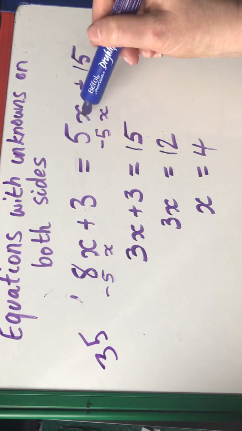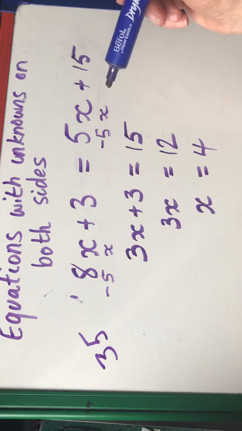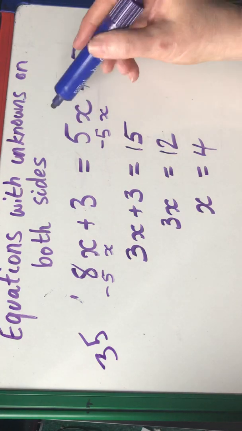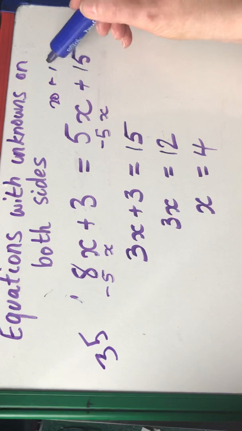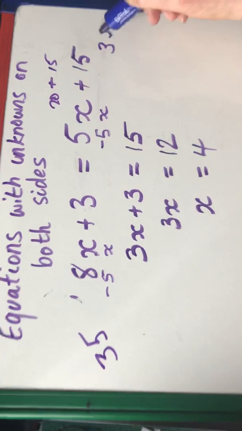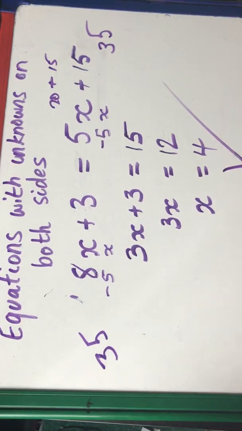So 5 times 4 is 20. If you don't know what I'm doing here, watch the video on substitution. 5 times 4 is 20. 20 plus 15 is 35. So yes, I'm confident that it's correct.